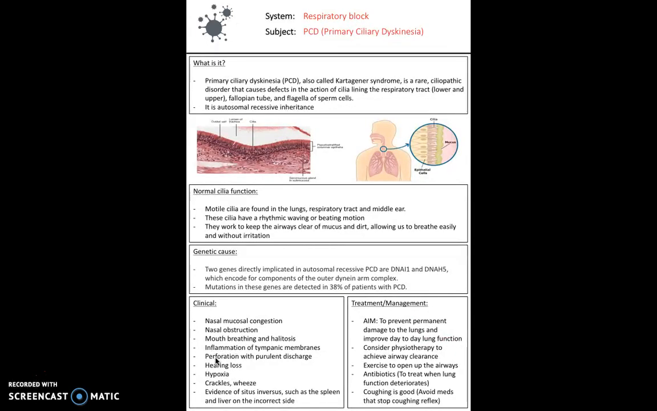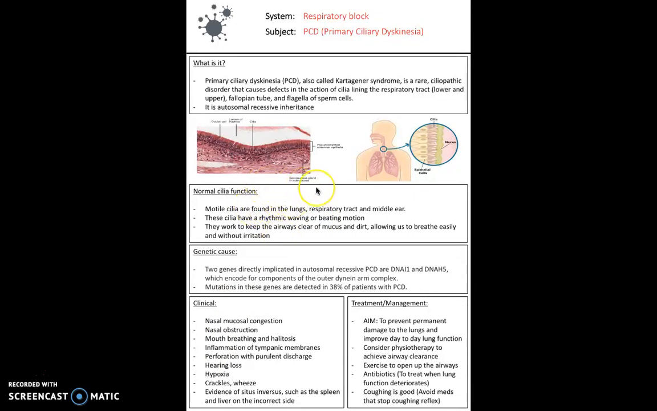So PCD, this is primary ciliary dyskinesia, also referred to as Kartagener syndrome. It's quite rare, and it causes a defect in the action of the cilia, which line the respiratory tract, both in the upper and lower. But also be aware that you've got cilia in other places as well, so in your fallopian tubes and the flagella of your sperm, and it can also affect those. It's inherited in an autosomal recessive manner, and what's really important is to understand how your normal cilia work, then you understand what goes wrong in PCD.